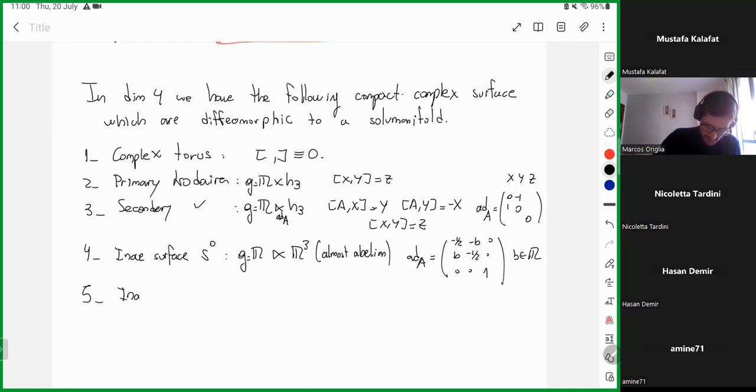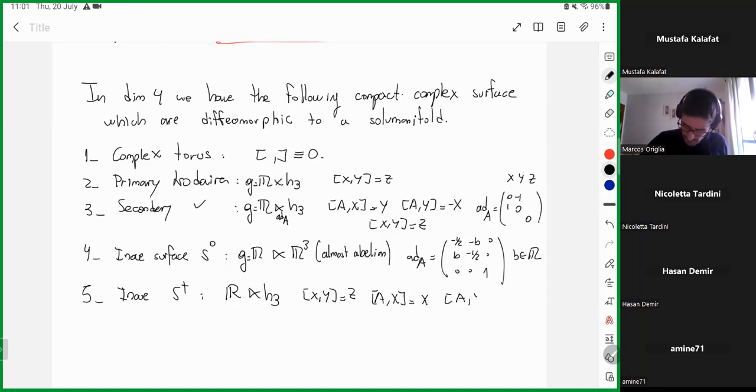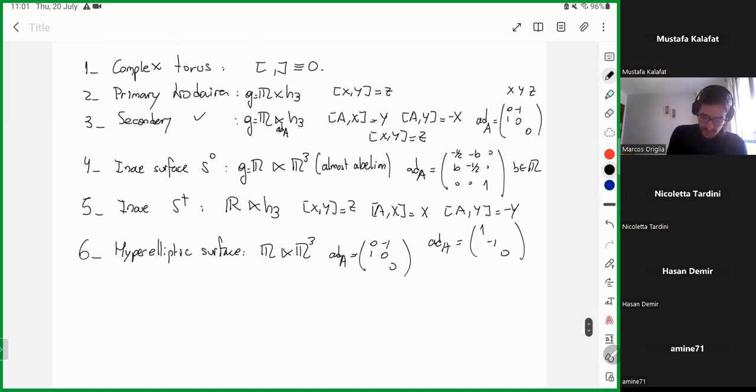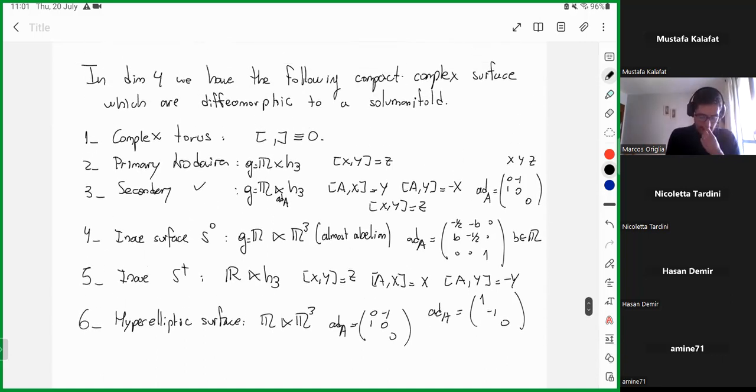Number five is an Inoue surface of type S plus. This is R acting on R3 again, on H3, sorry. So we have the Heisenberg algebra, and then there is A acting by a diagonal, like the example we already have. So the action is by a diagonal: 1, minus 1, 0. Then the trace is 0. And the last example is the hyperelliptic surface. So here it's again almost abelian. And the action, I will just say what the action is: 0, 1, minus 1, 0. That's all the possibilities we have in dimension 4 for a complex compact surface which is diffeomorphic to a solvmanifold.